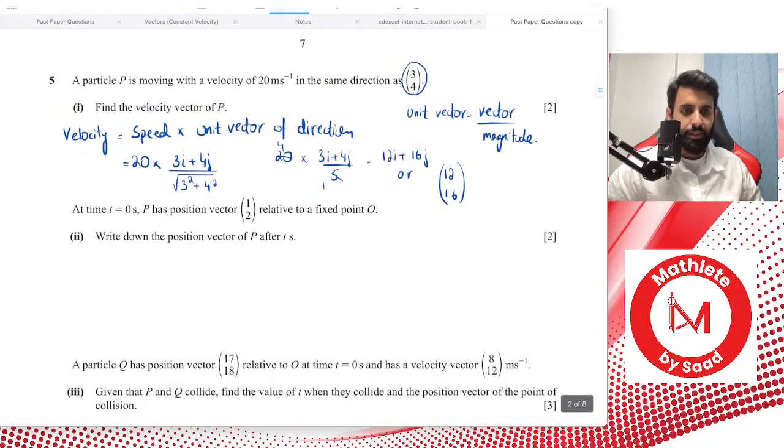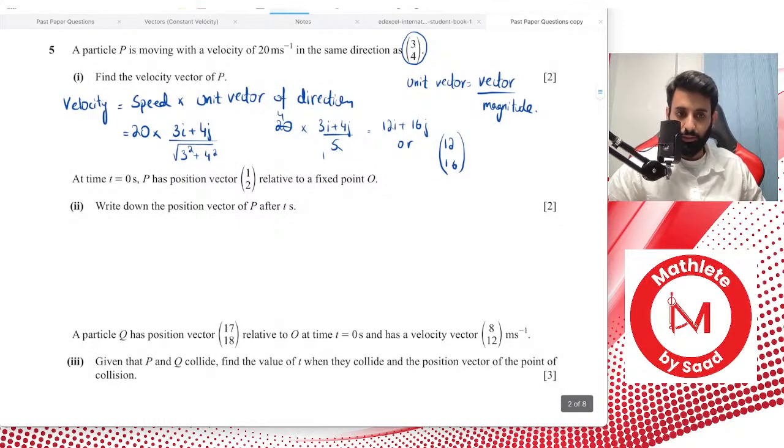Part B says at time t equals 0, P has position vector 1, 2 relative to a fixed point O. Write down the position vector of P after t seconds.